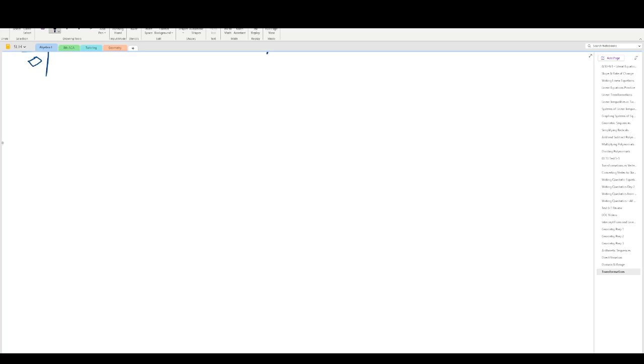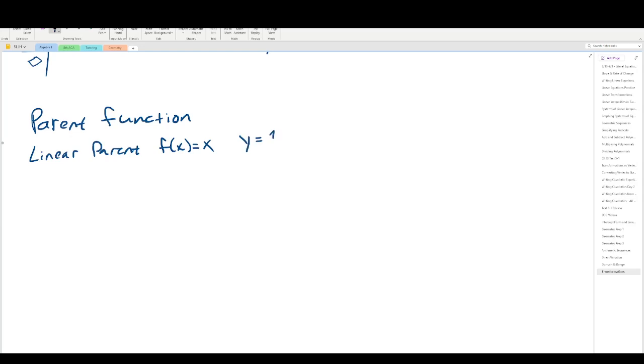So when we're talking about transformations of lines, transformations of any function, we start with something called a parent function. Parent function is the most basic version of whatever kind of function we're talking about. For example, the linear parent function is f of x equals x, or y equals x. So that's like saying y equals mx plus b, but y equals 1x plus 0, the most absolute basic line that we can make that's not like horizontal or vertical. It has a slope of 1, it has a y-intercept at the origin, and it's just super basic.